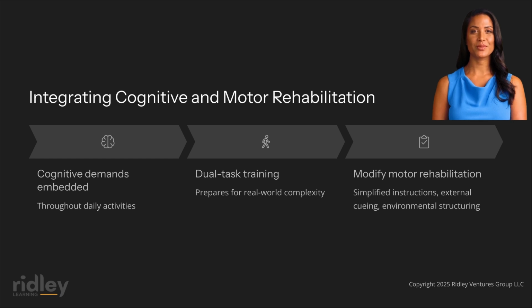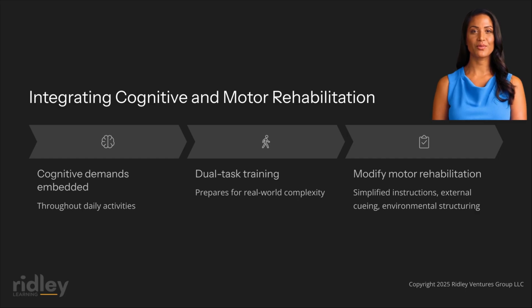The integration of cognitive rehabilitation with motor and functional training reflects growing recognition that cognitive demands are embedded throughout daily activities and rehabilitation tasks. Dual-task training approaches that combine motor practice with concurrent cognitive demands may better prepare patients for the cognitive complexity of real-world functional activities than isolated motor or cognitive training.